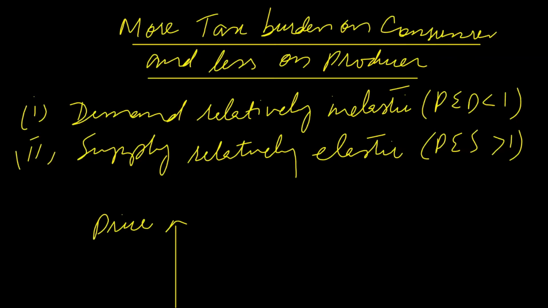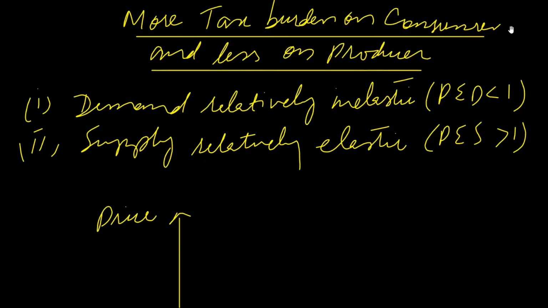So far, we have discussed the tax burden falling entirely on the consumer or entirely on the producer. But now I'm going to teach you when more tax burden falls on the consumer and less on the producer. There are two conditions for this.